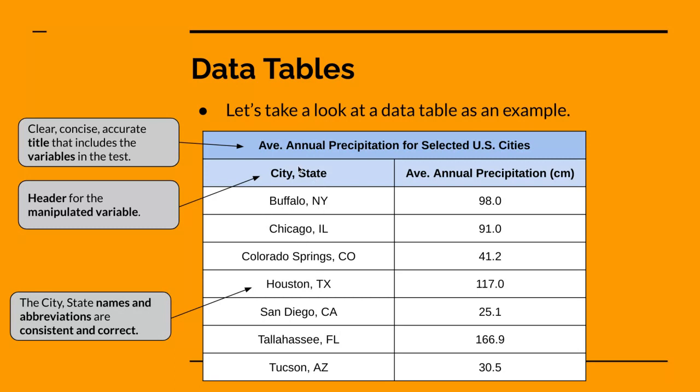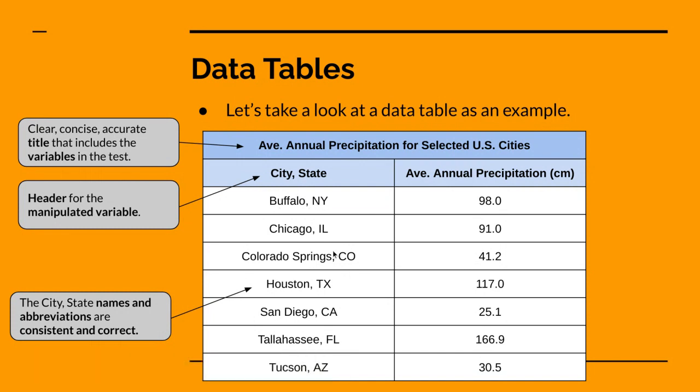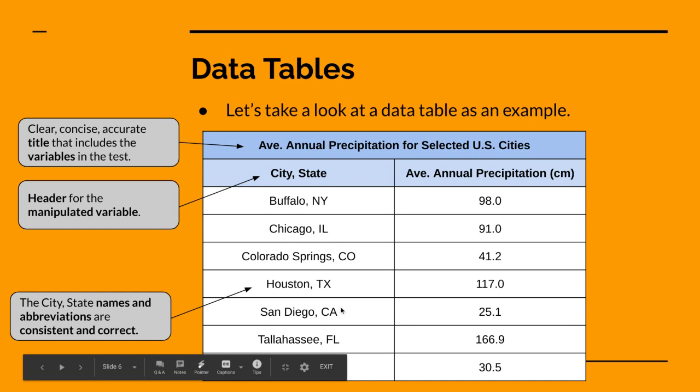Good. You could get away with just putting city. You don't have to put state over here. You could indicate the state in other ways, but again, you could just get away with city. Here again, city and state names and abbreviations are consistent and correct. Notice we don't say Buffalo and then spell out New York, and then have Chicago and just the abbreviation for Illinois, because that's just not how it works. If we have the correct abbreviation for one state, we should have all the other states in their correct abbreviations.